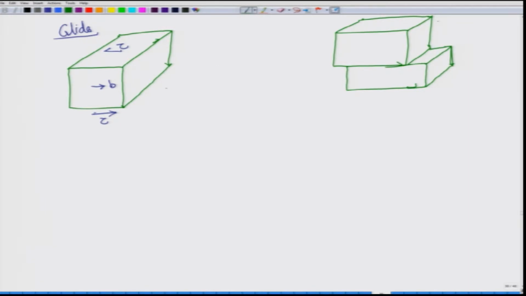So, this is the initial condition, this is the final condition. Now, what we will look at is what will happen if there was an edge dislocation here: positive edge, negative edge, positive screw dislocation and a negative screw dislocation. So, let us look at it.